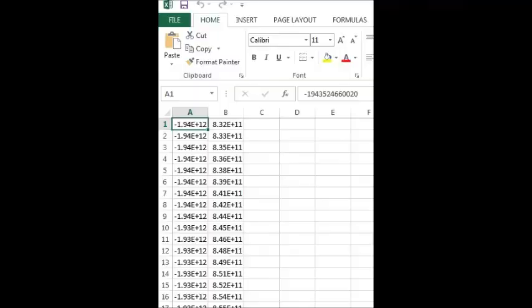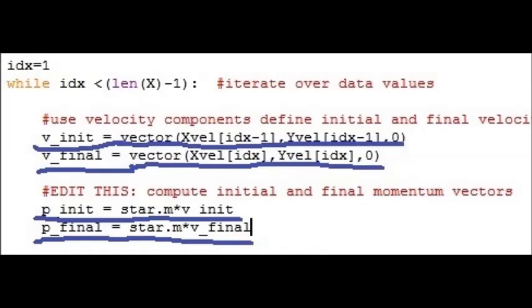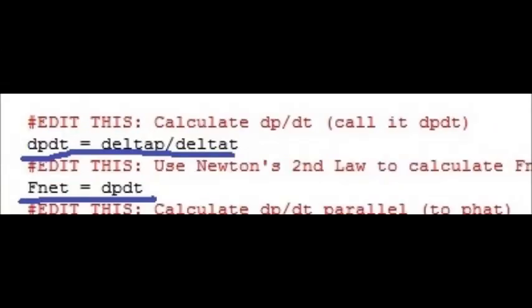Using these equations, we're able to use the programming language VPython to come up with an approximation of the mass of the black hole, using the positions of the star, which are given to us in this document. Then, using the code given to us, we insert the equations we calculated earlier into the code. We start with calculating the velocity and momentum. From there, we add in the equations for dp/dt and F net.